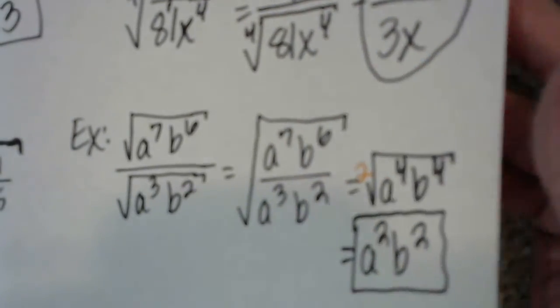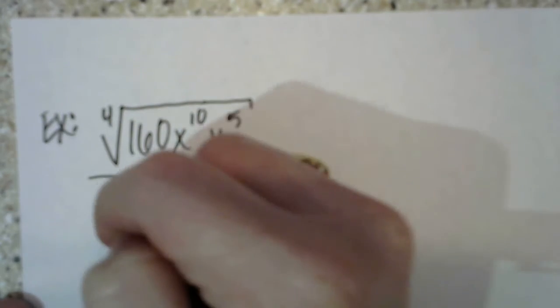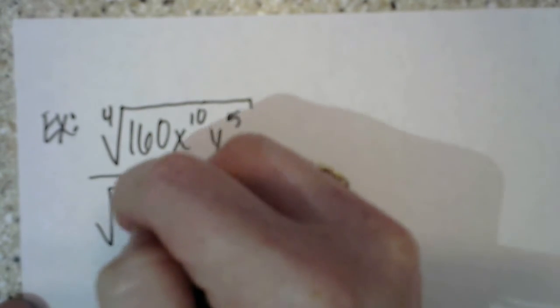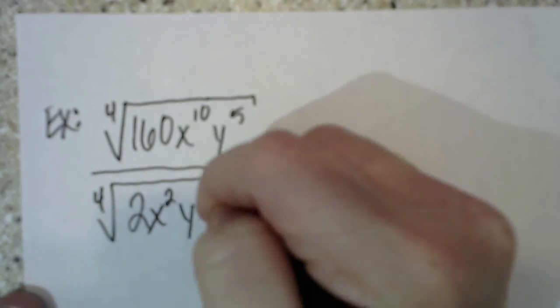Now I want to show you one more. This one has a little bit more to it, but it's also another example of looking at it as one big radical instead of 2 separate ones. I'm doing a lot of fourth roots today, but so fourth root of 160, x to the 10th, y to the 5th, over the fourth root of 2, x squared, y squared.